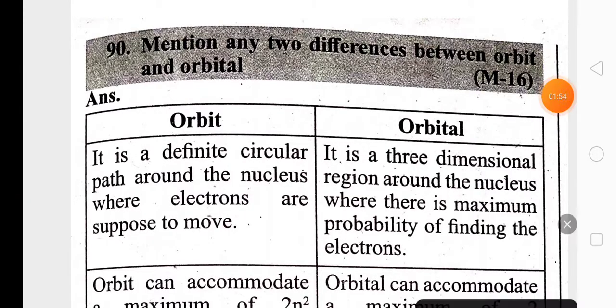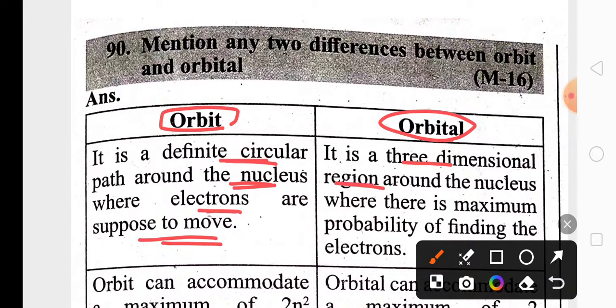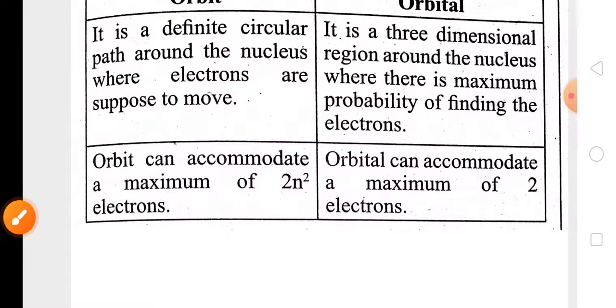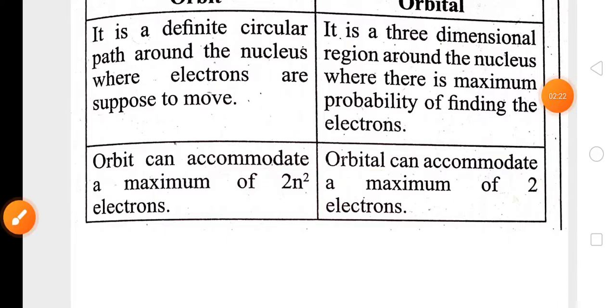Next, a very important question is the difference between orbit and orbital. Orbits are the circular paths around the nucleus where electrons are supposed to move, whereas orbitals are three-dimensional regions around the nucleus where there is a maximum probability of finding the electron. An orbit can accommodate a maximum of 2n square electrons, whereas an orbital can accommodate a maximum of only 2 electrons.